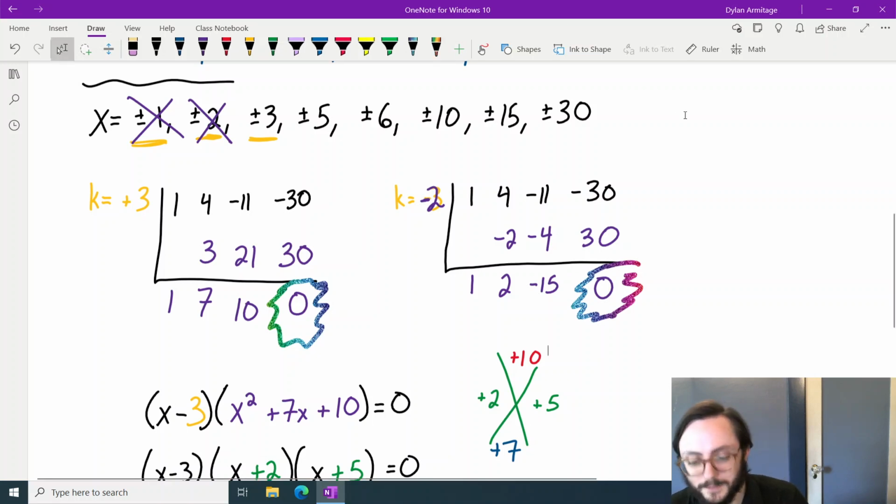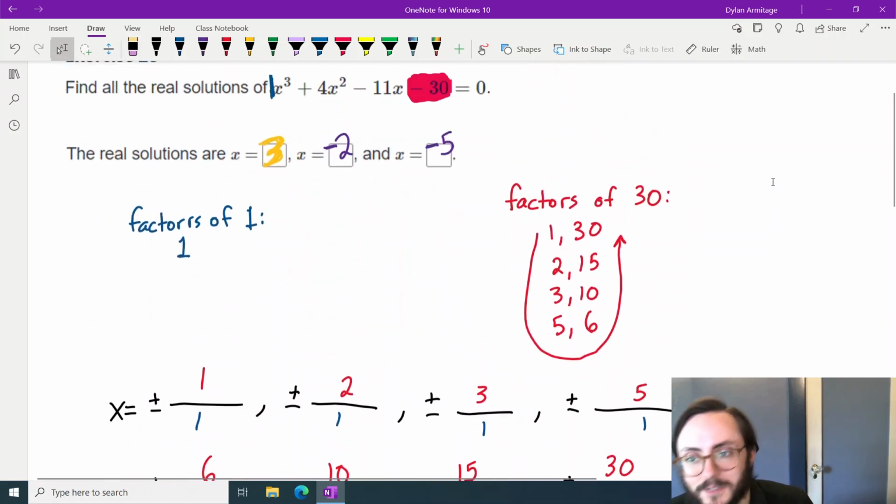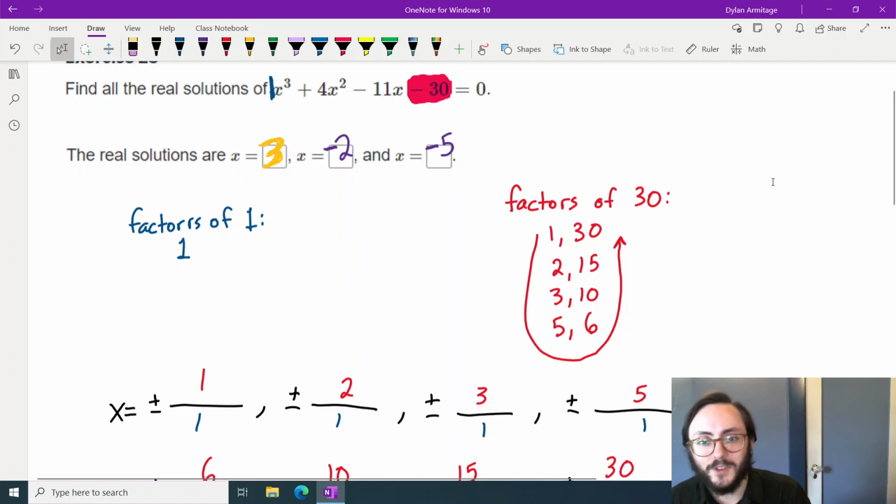Right? But we got it all figured out, right? We found a root that worked, we factored the rest, and it all worked out in the end. So our real solutions are x equals 3, x equals negative 2, and x equals negative 5.